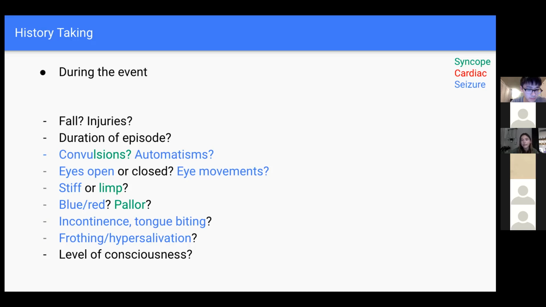Then looking at the color of the person when the event happened, if they turn blue or red, that could point towards a seizure, whereas if the person became very pale, that would be more indicative of syncope. And lastly, signs of incontinence, tongue biting, frothing, or hypersalivation are also more pointing towards a seizure. Asking about the level of consciousness is also helpful.